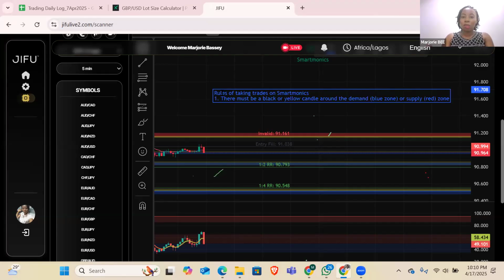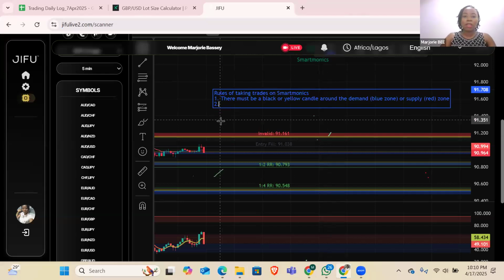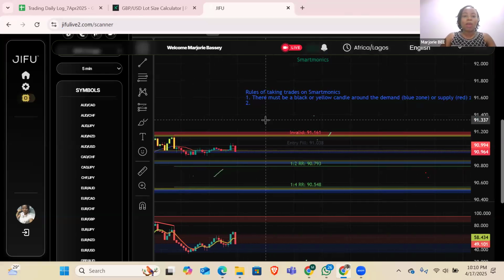Please, if you have a book, note it down, because if we move from this screen, it might just disappear. So please take note of it. So that's the first thing. And in this trade idea here, we already found our first confirmation, the yellow candle.